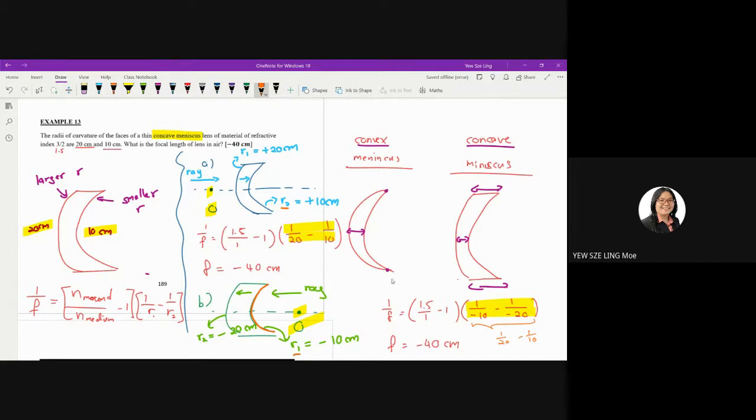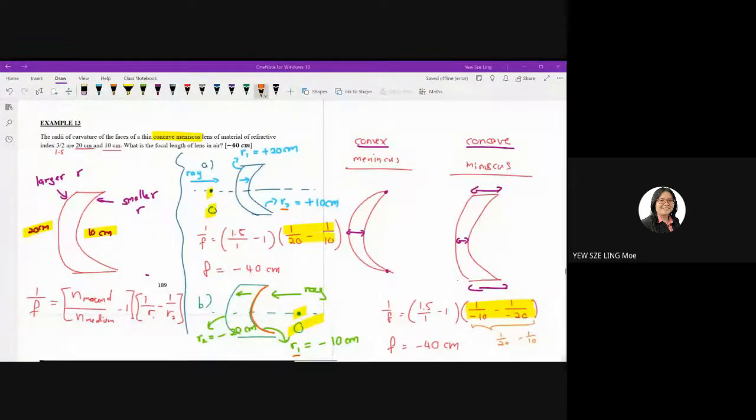Even though you swap R1 with R2, you swap the object position, when you rearrange the equation, you still get the same thing, 1 over 20 minus 1 over 10, if you solve it right. Okay, so now I give you 2 minutes to write down the answer before we go back to example 11.